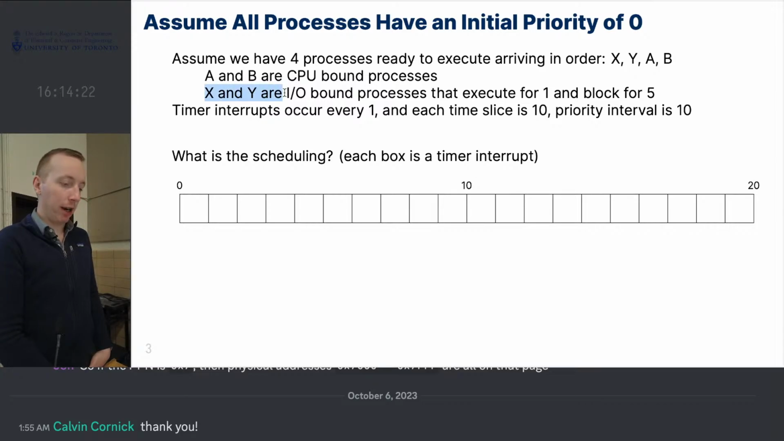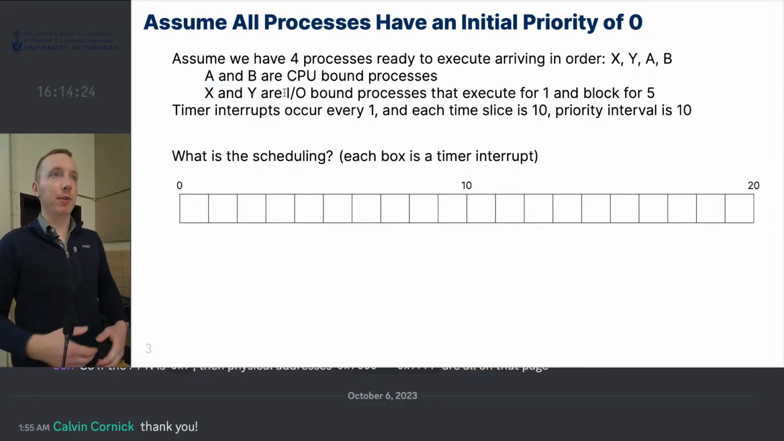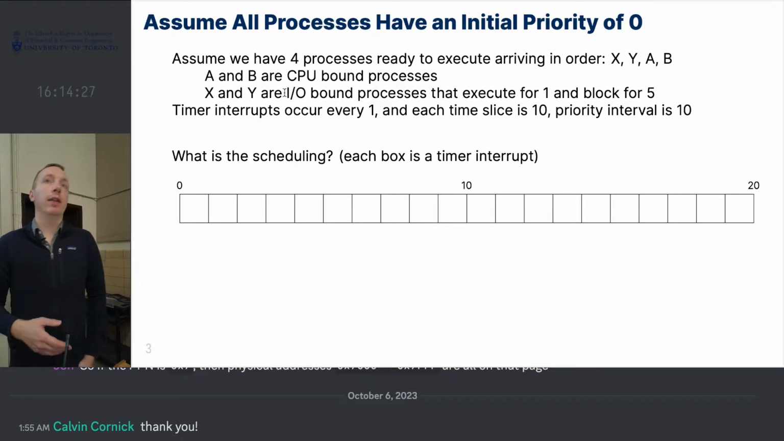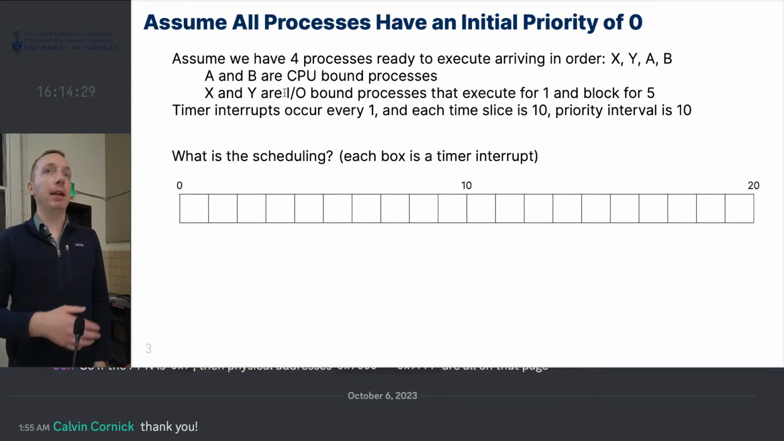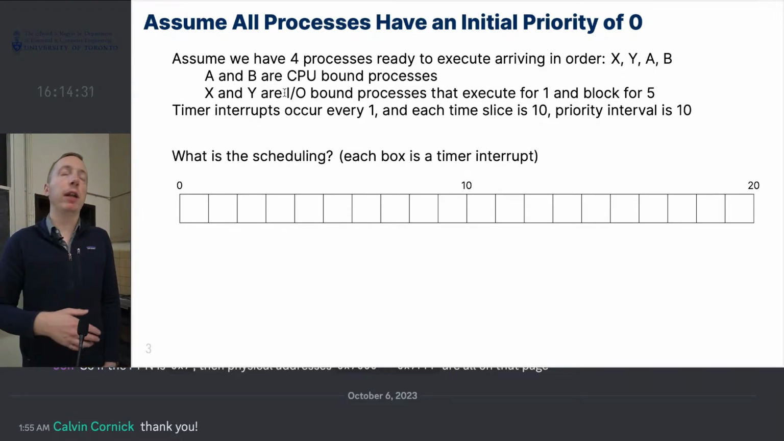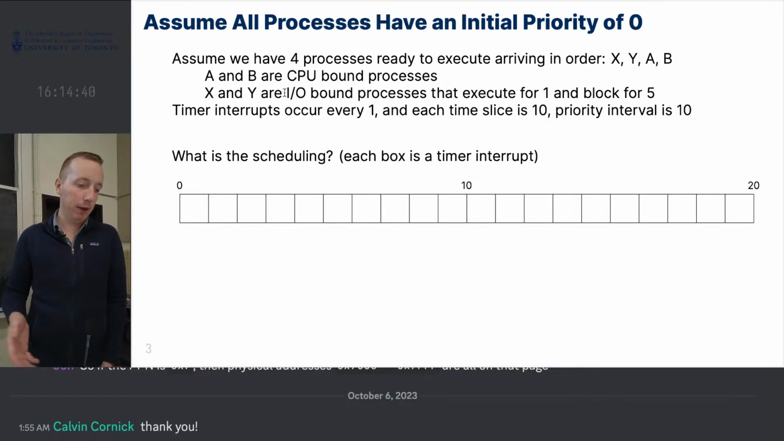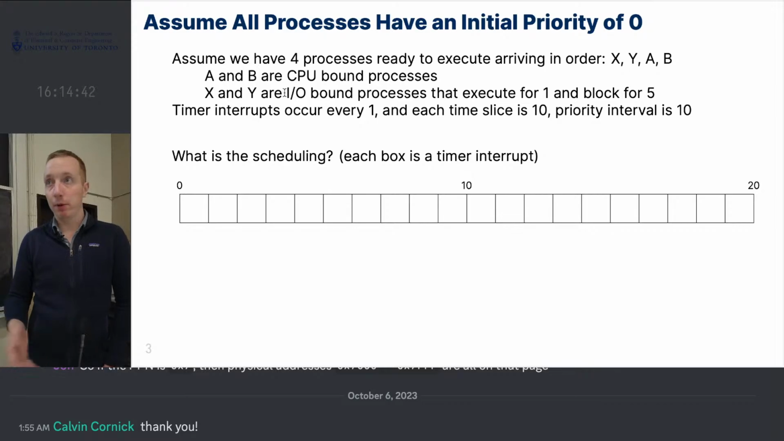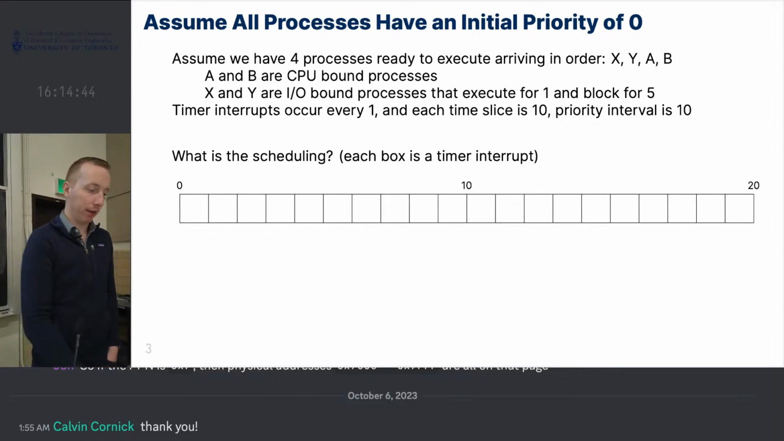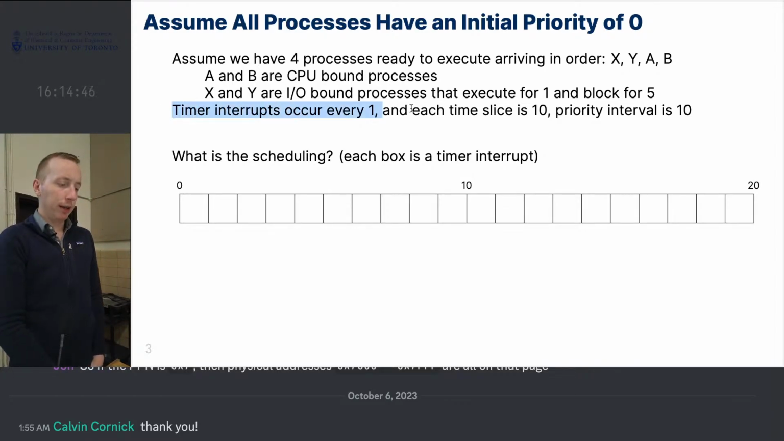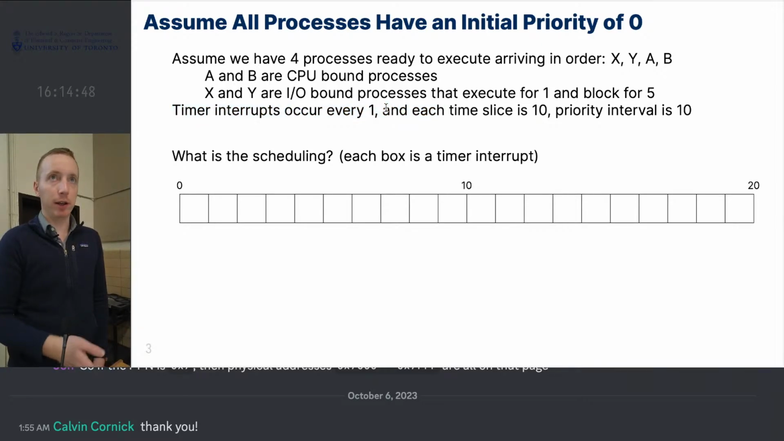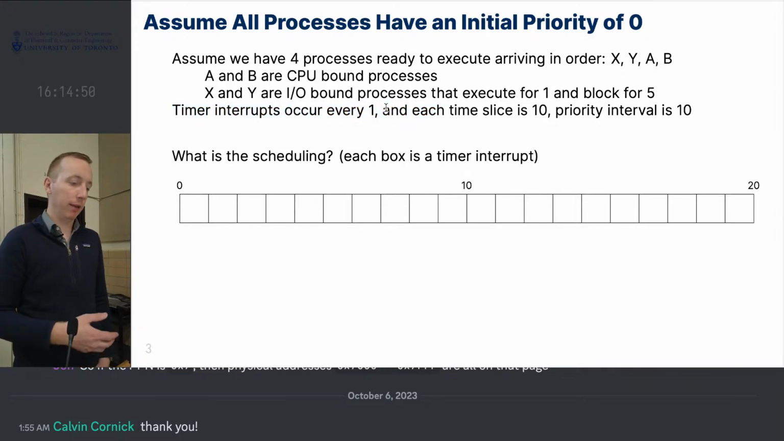X and Y are IO-bound processes, so they execute for 1 time unit, and then they block for 5. That means they cannot execute. They're waiting on a file, they're doing something, they're blocked. They can't execute for 5 time units after they execute, so we'll have the opportunity to schedule other processes. In this, timer interrupts recur every 1 time unit, so we could context switch then if we wanted, to get control back to the kernel.